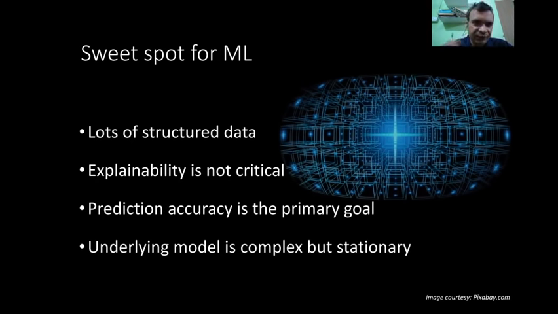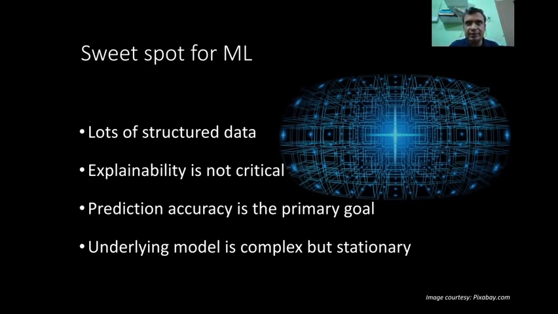Let's first look at the sweet spot for machine learning. If you have lots of structured data, it's just the opposite of what you had in the previous slide. If you have a lot of structured data and explainability is not critical, these models have become so complex that it's hard to understand why they make certain decisions, just that they become very good at making those decisions or predictions. So if prediction accuracy is your primary goal, but explainability is not critical, then machine learning is the way to go. And if the underlying model is complex but stationary, then also machine learning is good.